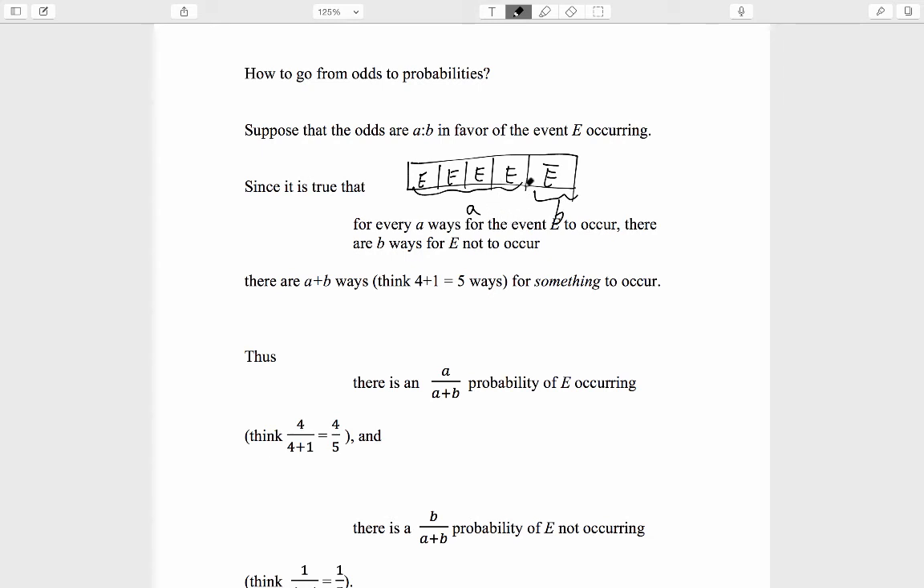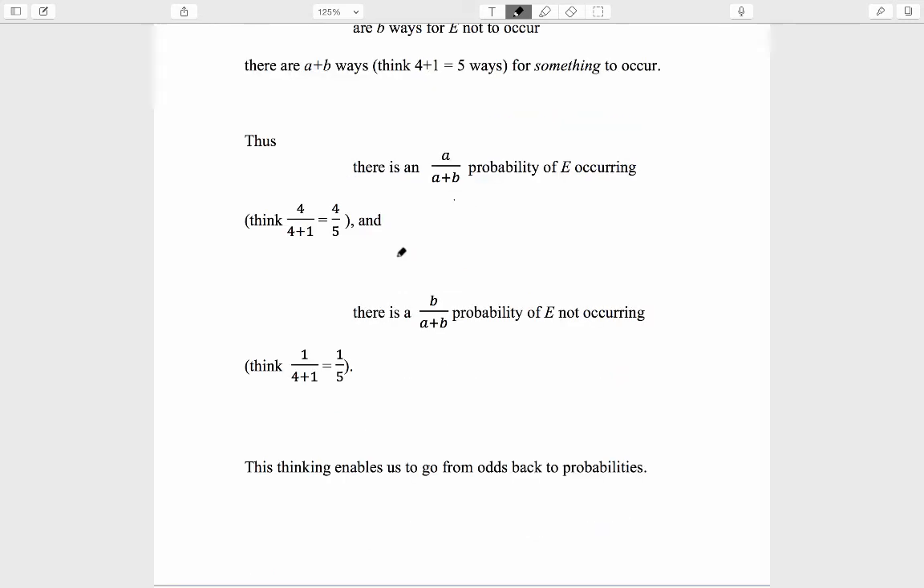And similarly, there is a B out of A plus B probability that E complement occurs. The fraction of the time E complement occurs is this number B divided by A plus B, the total number of boxes. This thinking, this approach, enables us to go from odds back to probabilities. Thus, whichever one of these two we know, we can figure out the other.